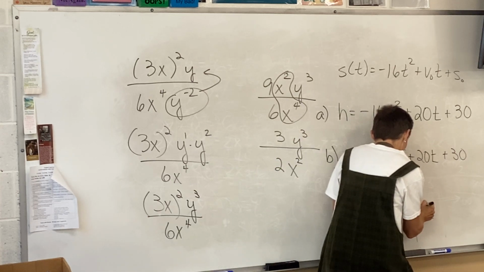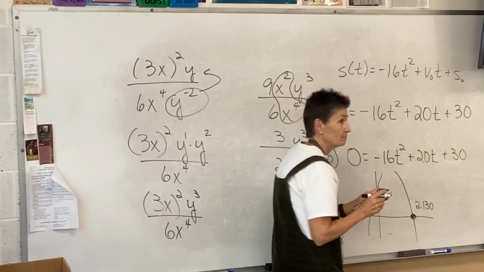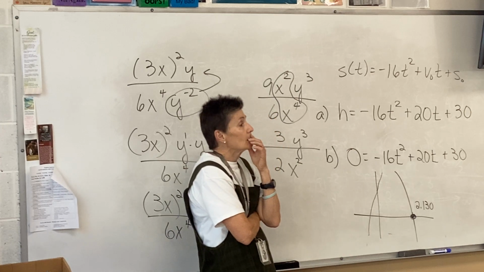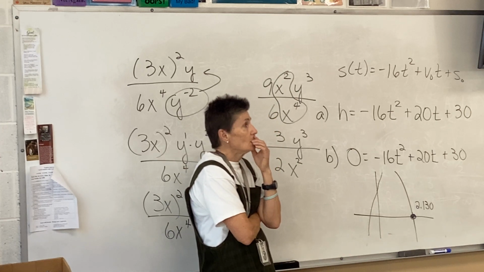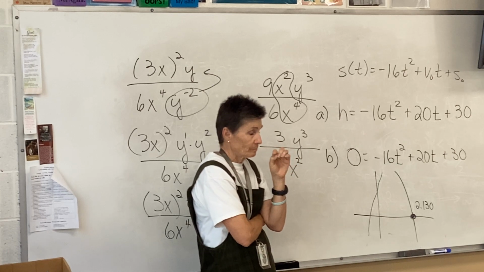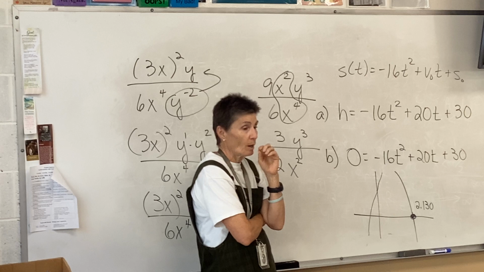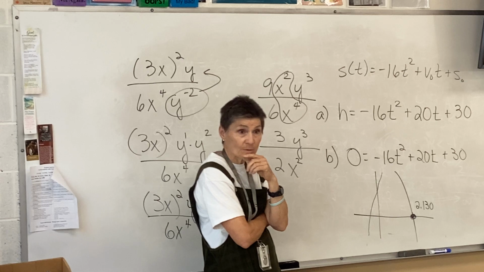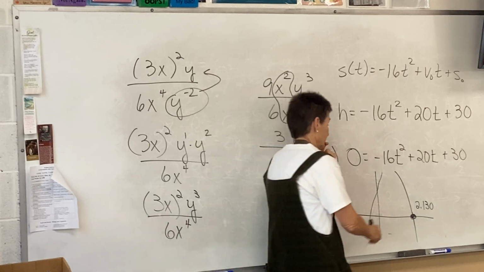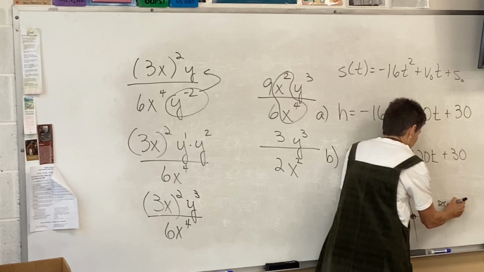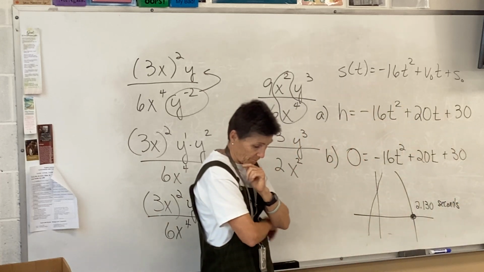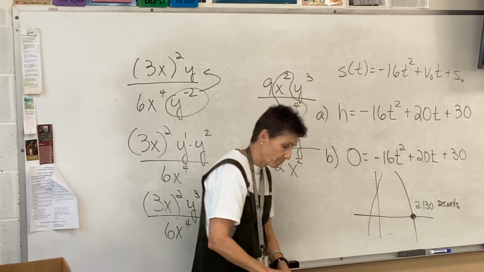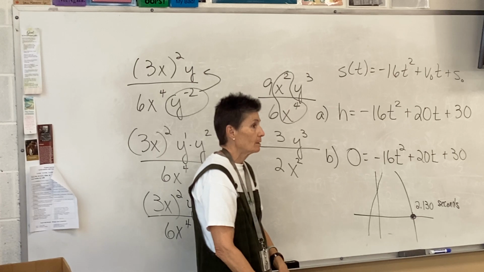Did anybody get 2.130? So what is the answer to question B? What do I write in the answer blank? 2.130 seconds. Yep. How did you do that? Exactly. Finding 2.130 on the calculator.